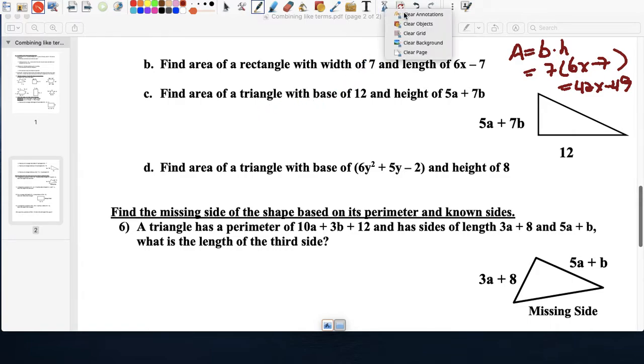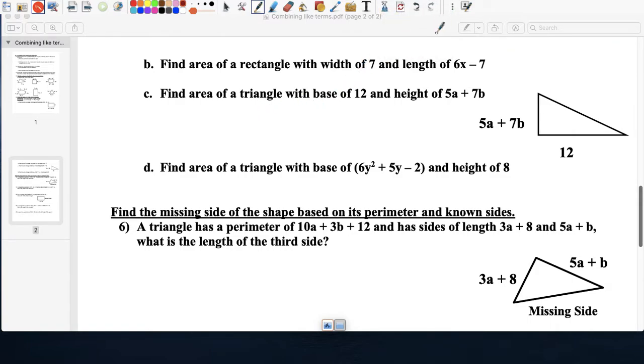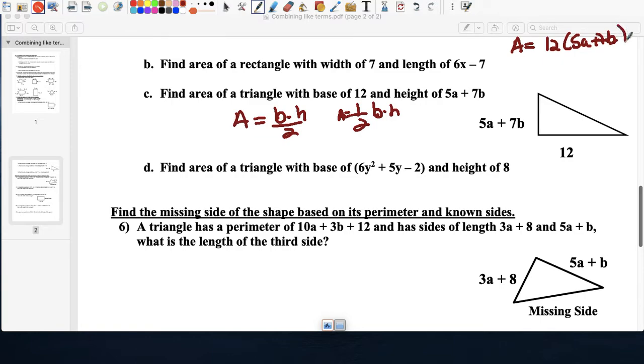Now it's a triangle. A triangle is half a rectangle, right? So I like base times height divided by 2. You can do half times base times height. It's however you choose. Okay, so let's write this. Area equals base, which is 12, times the height, 5a plus 7, divided by 2.